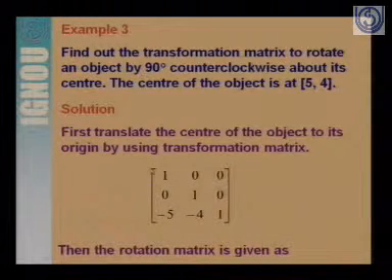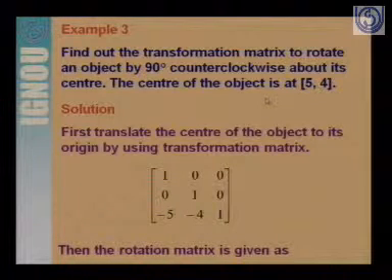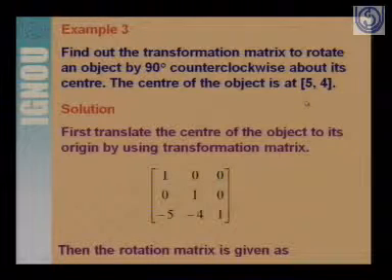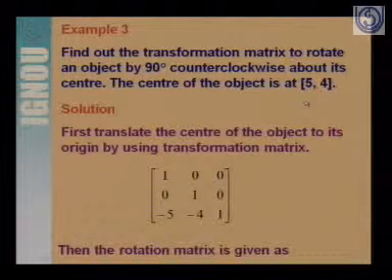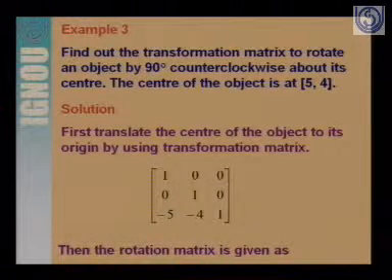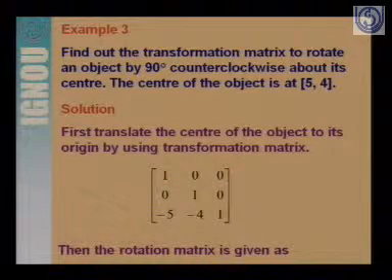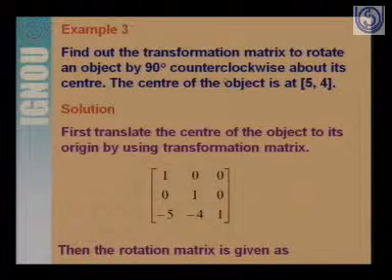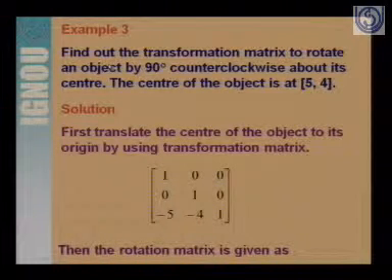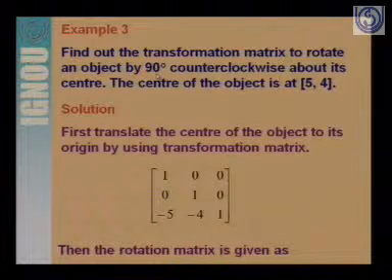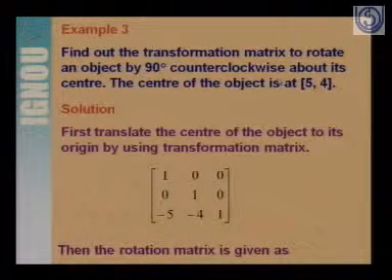Now let us take a very simple example for which the center of the object is not at the origin but some other point. Let us take this example, and if we understand this problem, then definitely what we have discussed so far will be crystal clear to us. Example 3: find out the transformation matrix to rotate an object 90 degrees counterclockwise about its center.